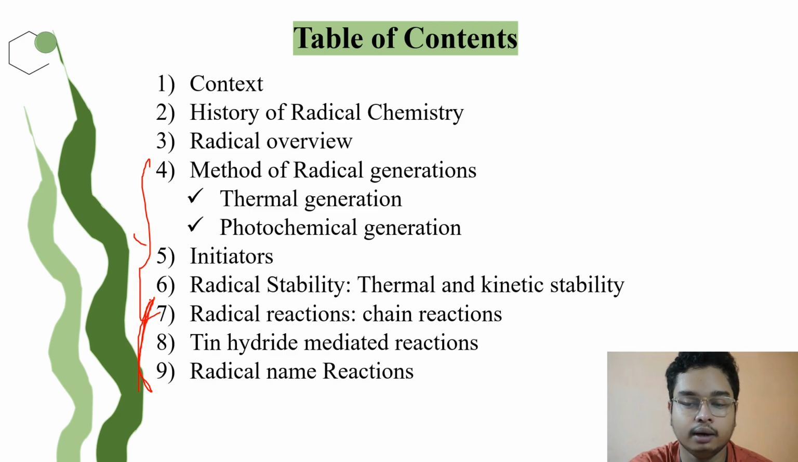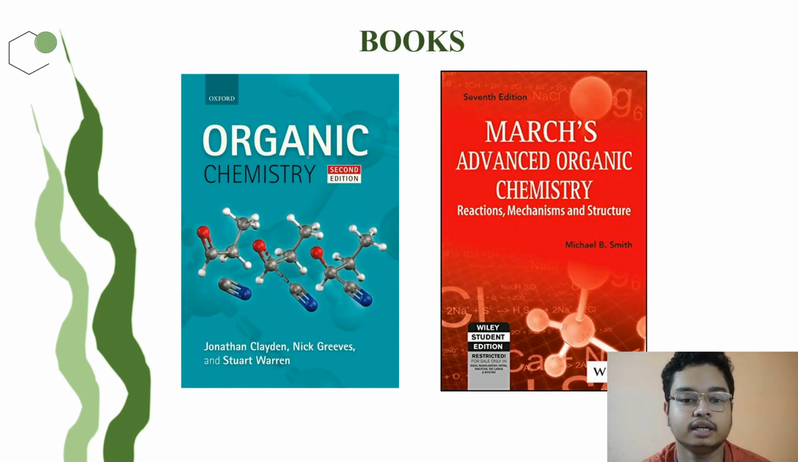I will provide material along with the lectures, and for books we basically follow Clayden Organic Chemistry. There, chapter number 37, radical chemistry, is well described, so we stick to that. And for the advanced part, we are focusing a little on J. March's Advanced Organic Chemistry. There are also radical based reactions there, so we'll look into that.